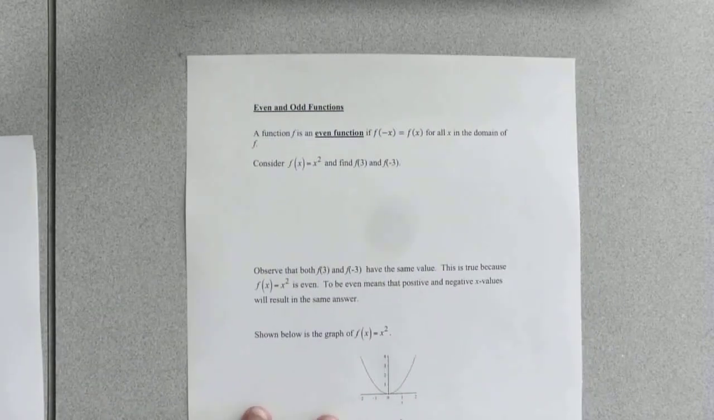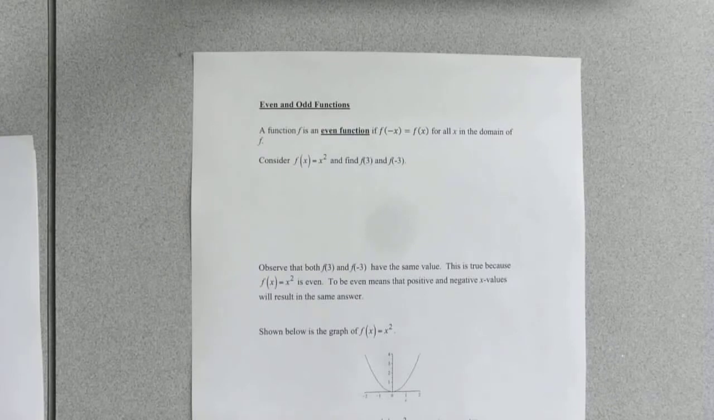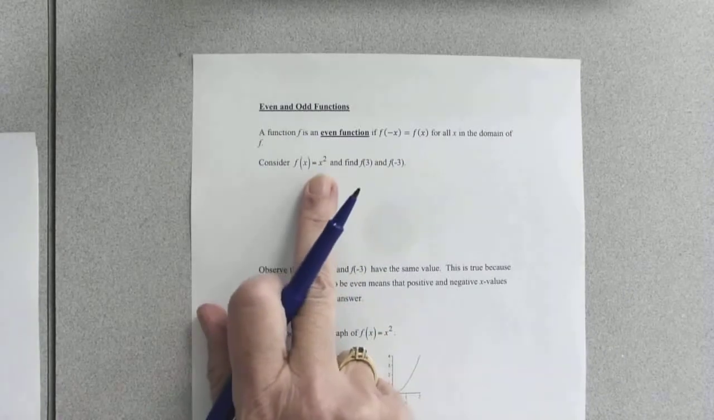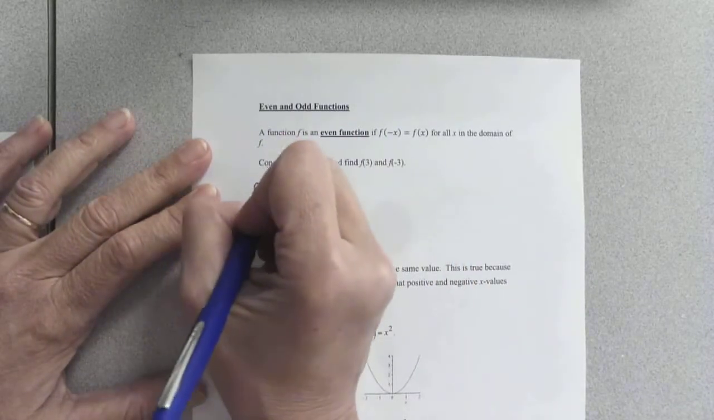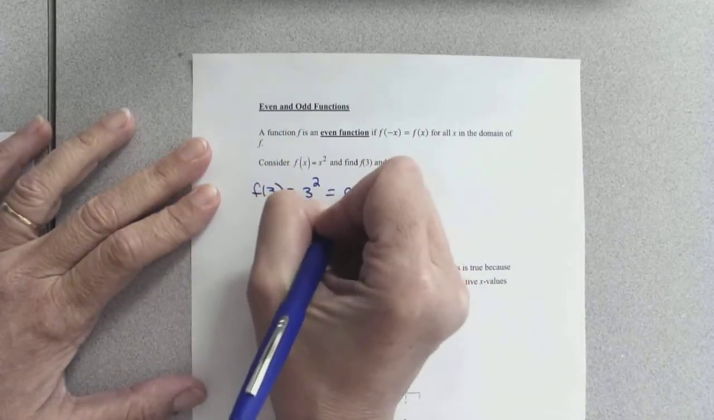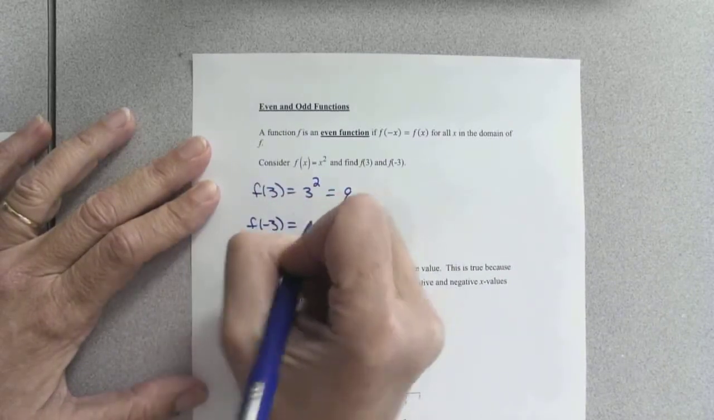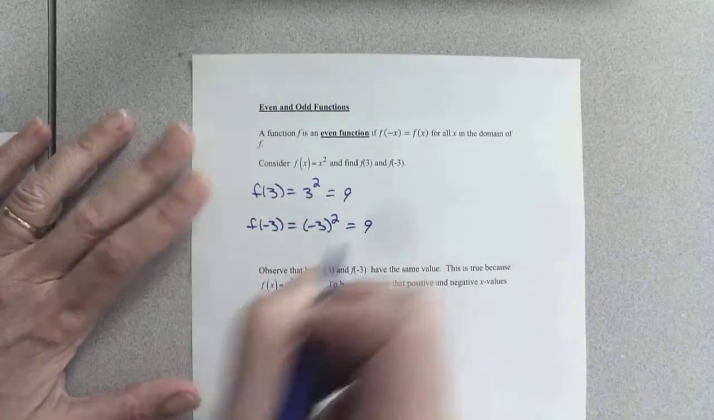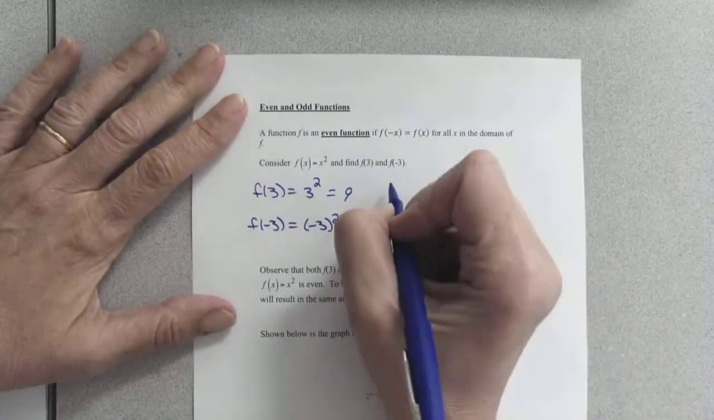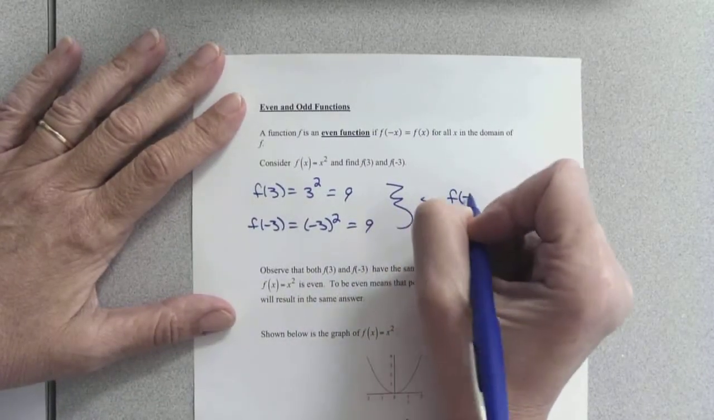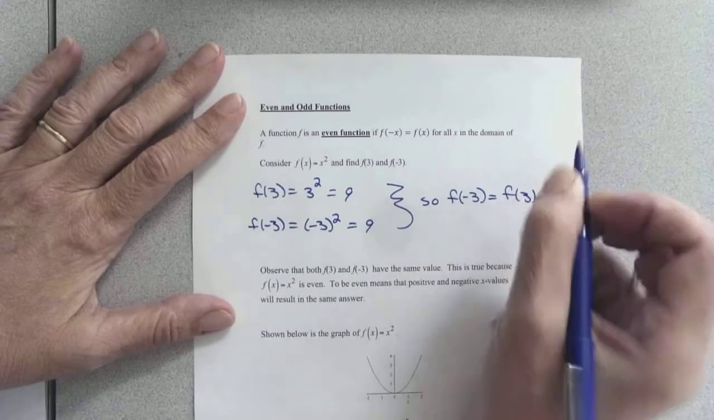A function is even if f of negative x equals f of x for all x in the domain of f. So let's consider f of x equals x squared. And I'm going to find f of 3 and f of negative 3. So f of 3 will be 3 squared, which will be 9. F of negative 3 will be negative 3 squared, or 9. And notice the careful way I use parentheses. If you want to apply an exponent to a negative number, you have to put that negative number in parentheses. And so we have this. So f of negative 3 equals f of 3.